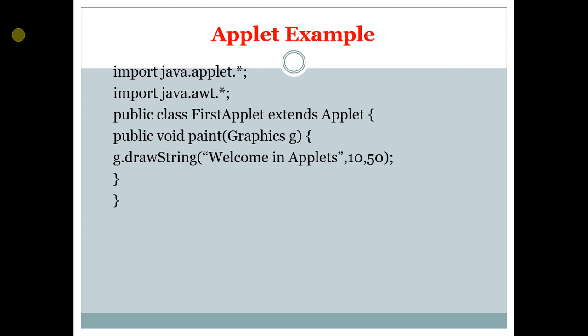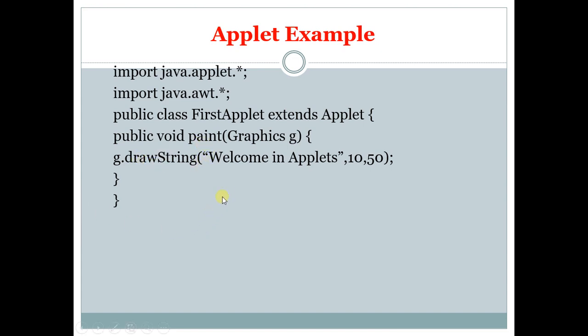A simple example for the applet class: first we import the applet package, then the AWT package, which is used to develop the GUI for the program. The class we are creating is FirstApplet. Extends Applet is a keyword which represents that FirstApplet is a subclass of Applet. The function we are creating is paint. The parameter is the Graphics class with an object for that class. The Graphics class is used to display text or objects on the screen. Using that object, we invoke the drawString function, which will display the text on the screen.